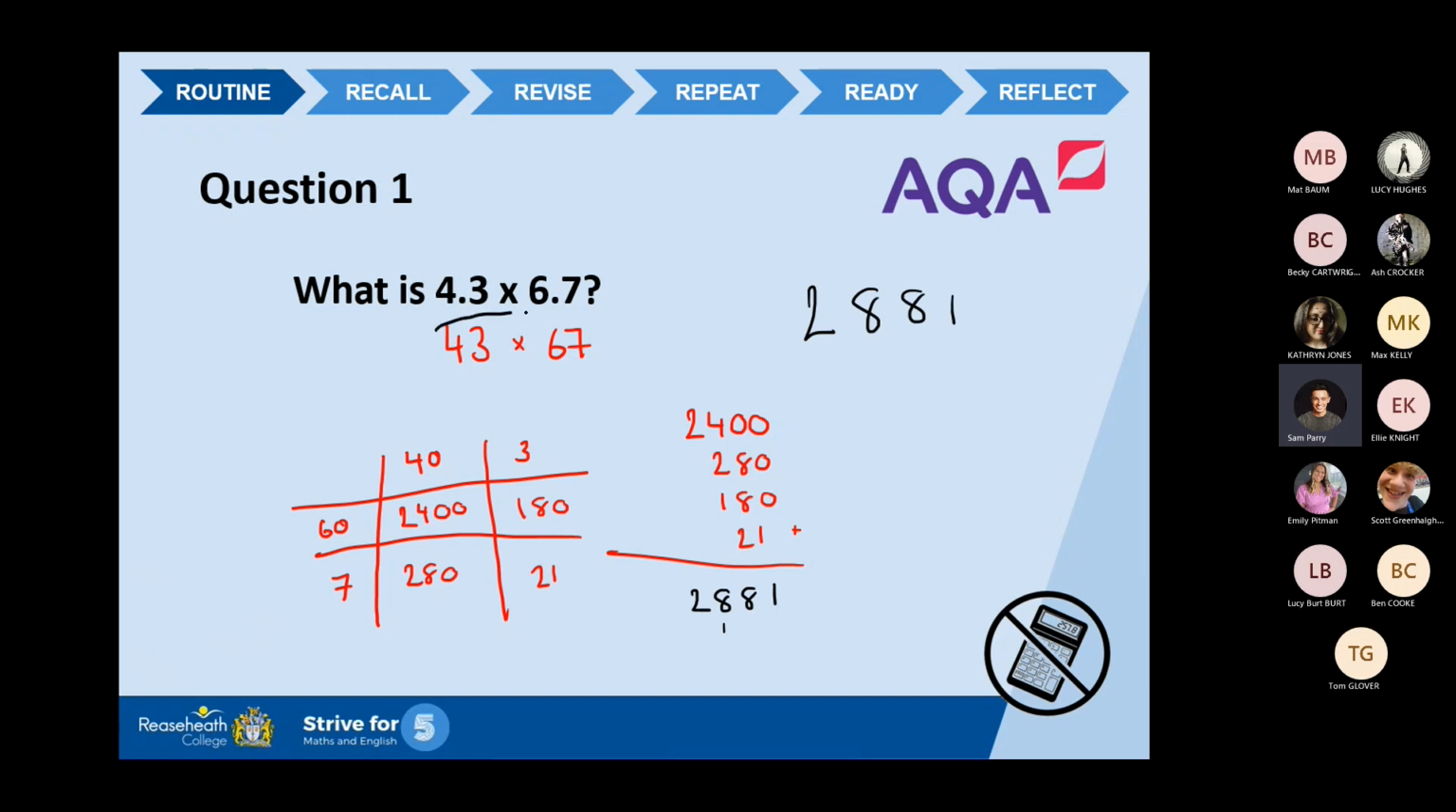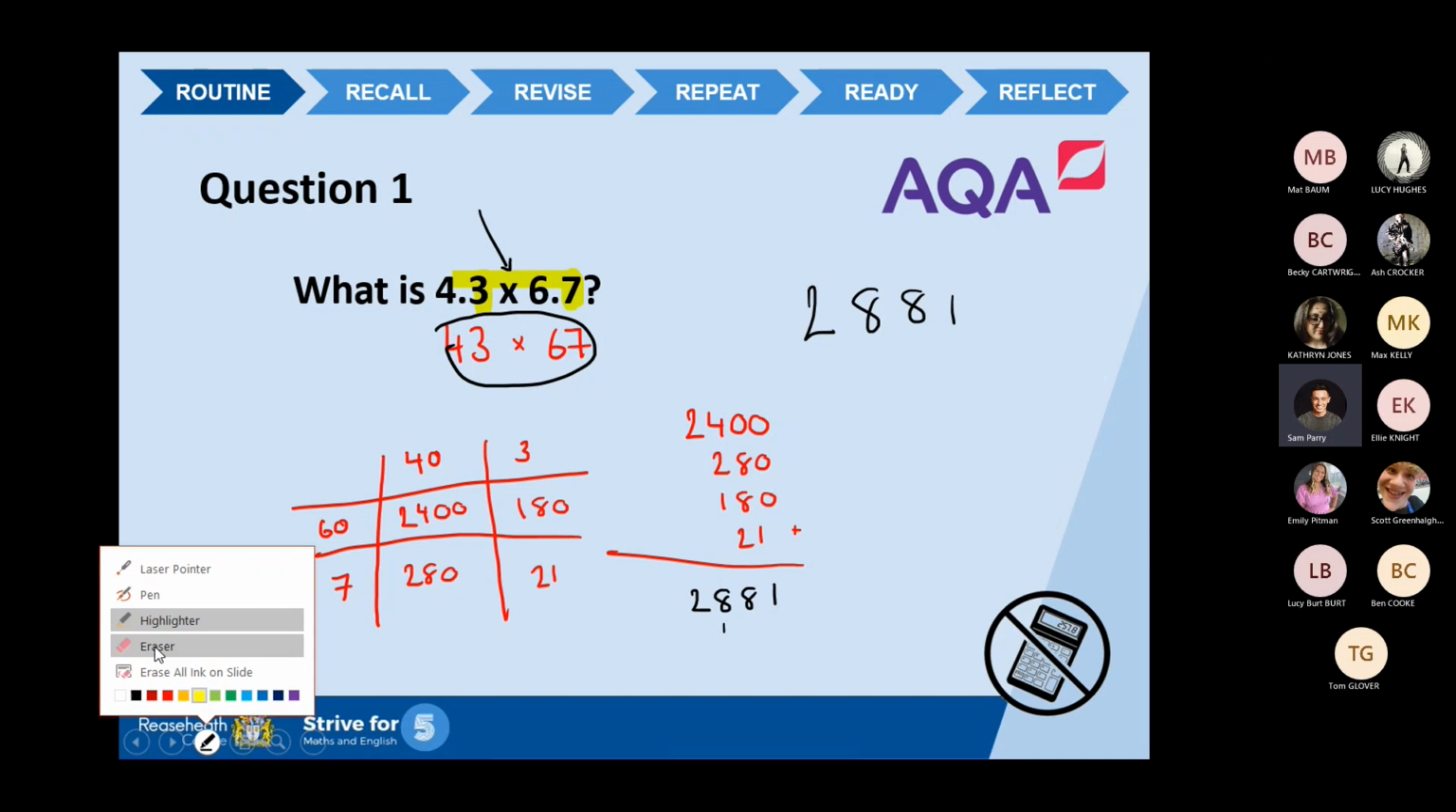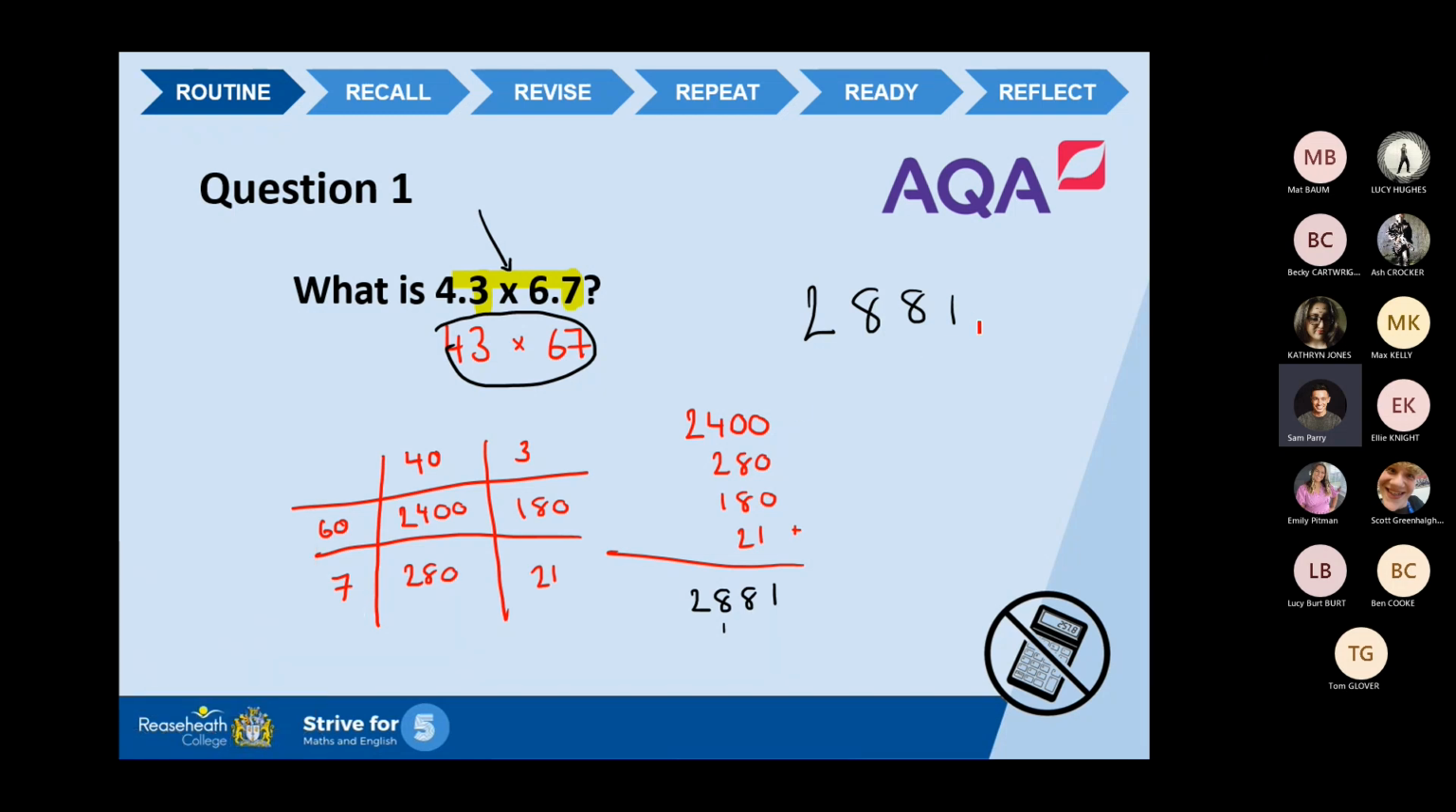Now, 2881 is the answer to this question, but we want the answer to 4.3 times 6.7. So what we're going to do is look at how many decimal places there are. There's 1 decimal place there and another one there, so there's 2. So what do I have to do with the decimal point? Bring it back in 2 spaces. So it goes right in the middle of the number, so it becomes 28.81.